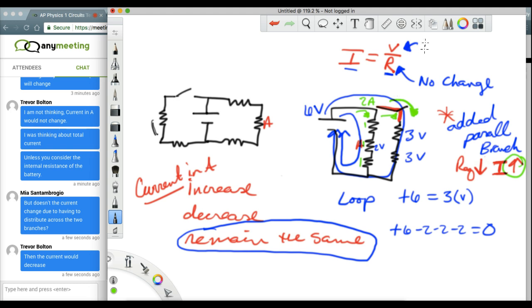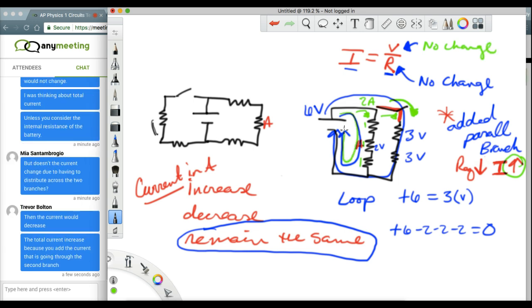This voltage didn't change because nothing in that loop changed. And if voltage didn't change, current didn't change, so current in A remained the same. The current splits. So remember, the overall current from the battery is now going to increase, but the amount that it increases by is the new amount that's going to go in this branch over here. And that would need to be 3 amps.